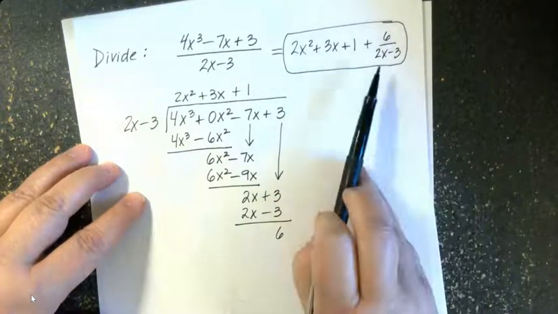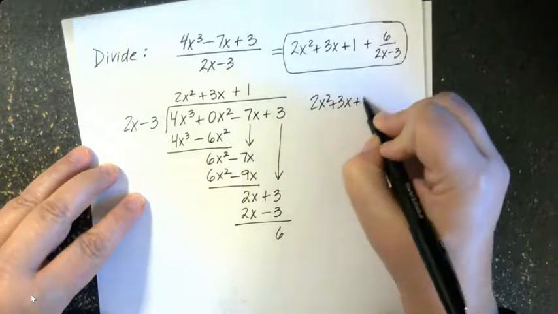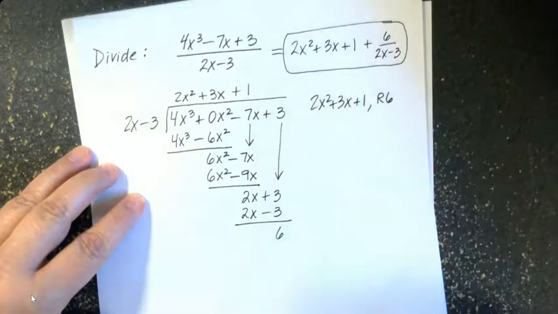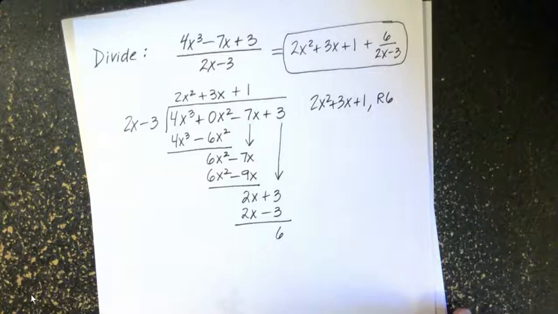Your teacher may prefer that you do something like this, or say that you have a remainder of 6 in a different way. That's fine. Make sure you do it however you've been asked to.